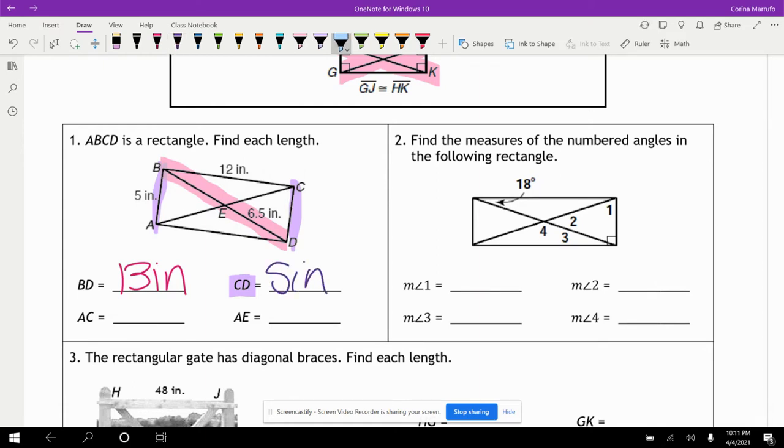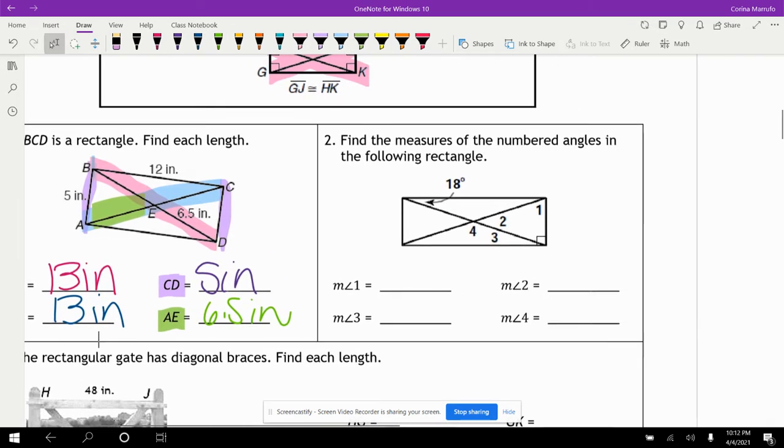Okay, the next one is saying from A to C. Here's from A to C. Well, if the diagonals are the same, remember that's the rule that we just learned, then from A to C should also be 13. And then last from A to E. So just half of this right here should be 6.5, just like the other side. 6.5 inches. And you know what? I forgot to put inches here.